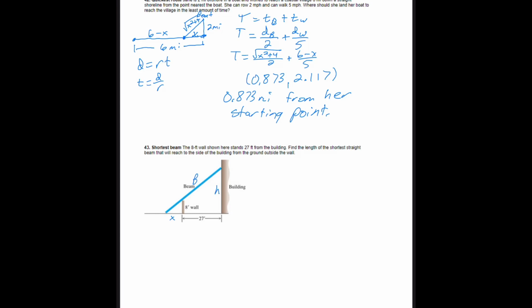So, first of all, we've got the height at which this hits the building. We've got this area that's left over between the beam and the wall. So let's call that one X because I don't know what else to call it. And then we'll call the length of the beam B.